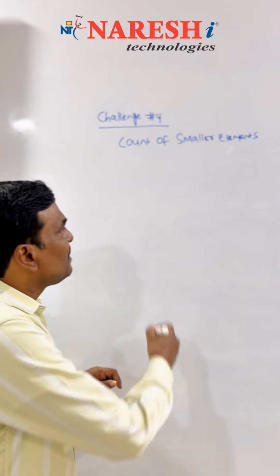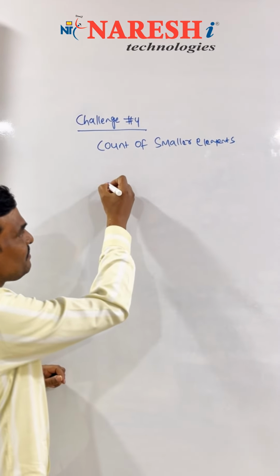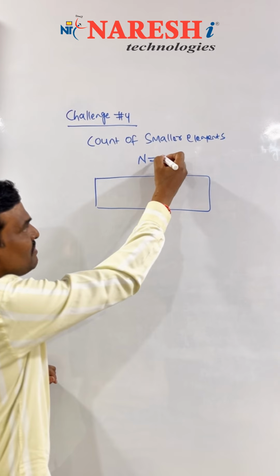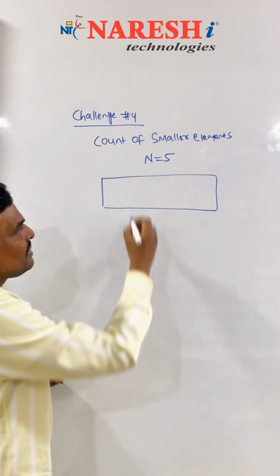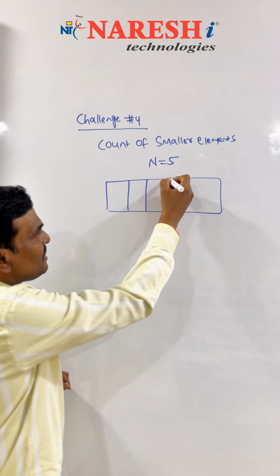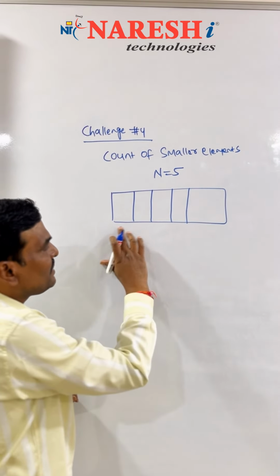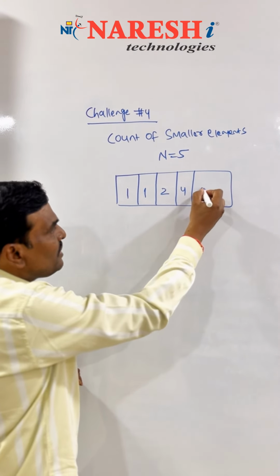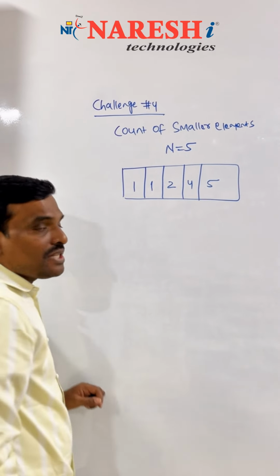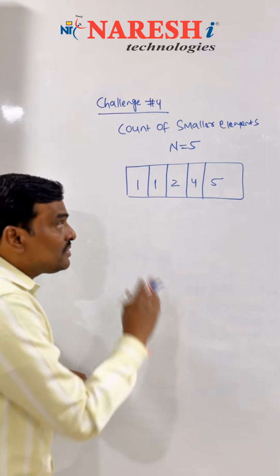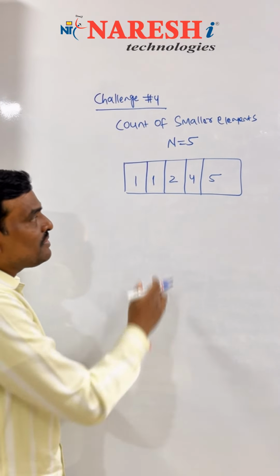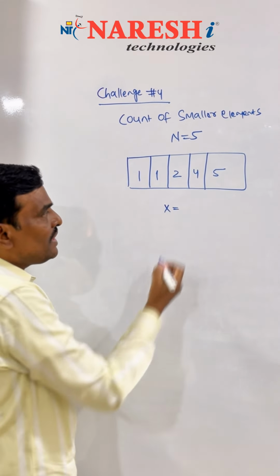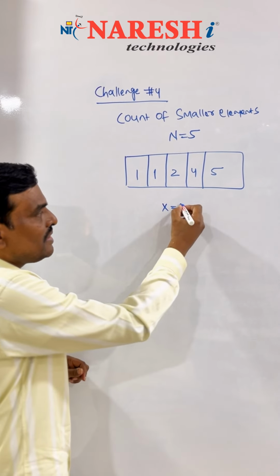Assume that you are given a list where the n value is 5. So this list contains the elements which are in ascending order. Assume that 1, 1, 2, 4 and 5. So these are the 5 elements which are there in the list. Now your job is to count the number of elements which are less than or equal to a given element. Suppose I have taken the value of x, the given element, as 2.